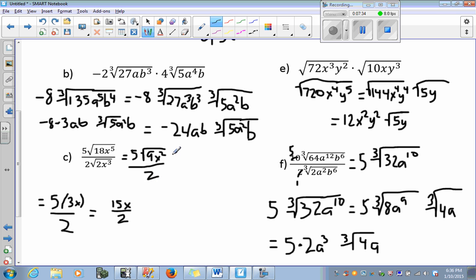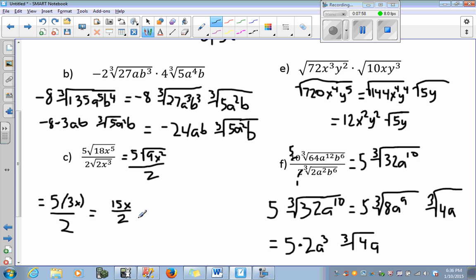Now the square root of 9x squared can break down easily. I just bring the 5 over. The square root of 9 is 3. The square root of x squared is x. So in my numerator I have 5 times 3x over 2, simplified to be 15x over 2. Hopefully you didn't have any difficulty with that. That one was pretty straightforward.